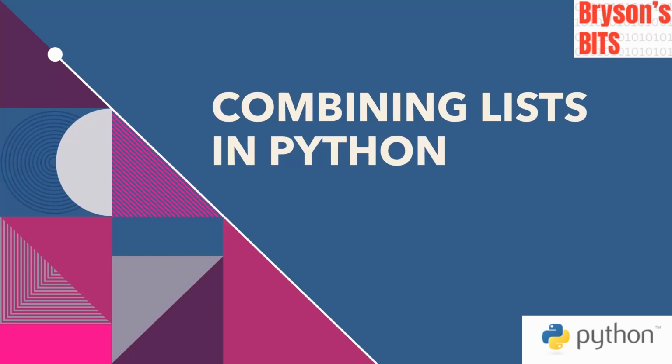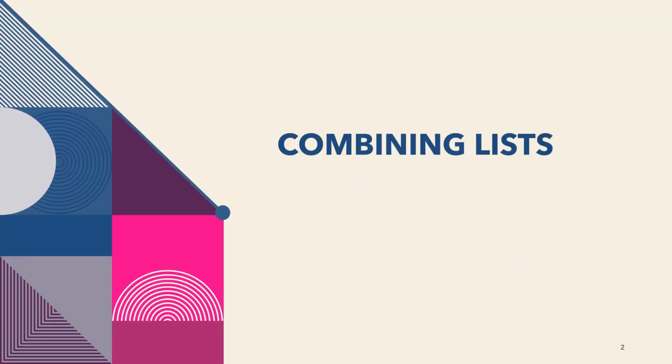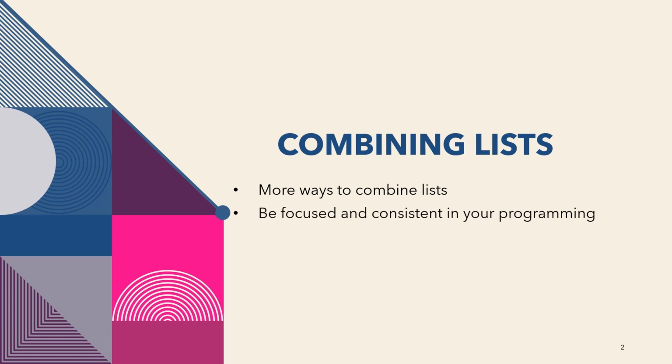Today we're going to be talking about combining lists in Python. Now there's a couple of things about combining lists. First off, there are a lot of different ways to combine lists inside of Python. I've read some articles where they were talking about 7 or 8 different ways of combining lists. But I want to stress that you should be focused and consistent in your programming.